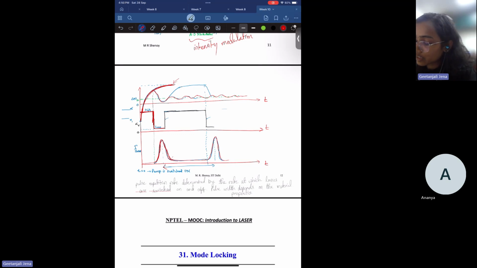And the pulse repetition rate is determined by the rate at which the losses are switched on and off inside the cavity or outside the cavity. And the pulse width depends on the material properties. So in external modulation, you have an external modulator, and by the rate at which you change the external modulation, you can control the pulse repetition rate of the laser output.